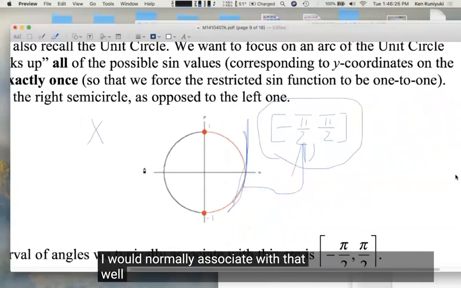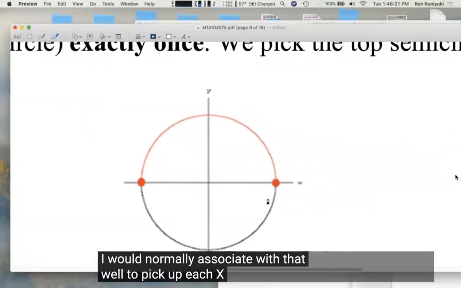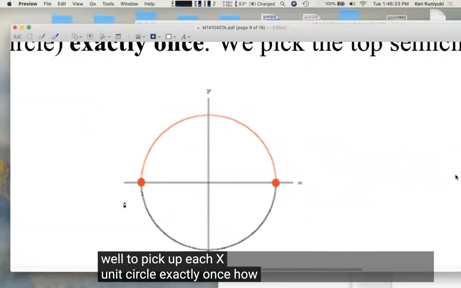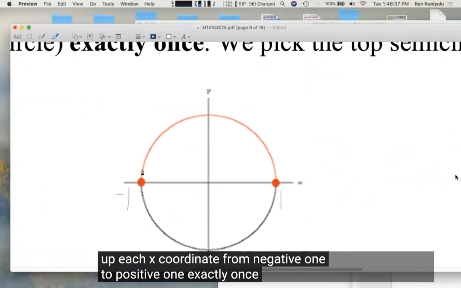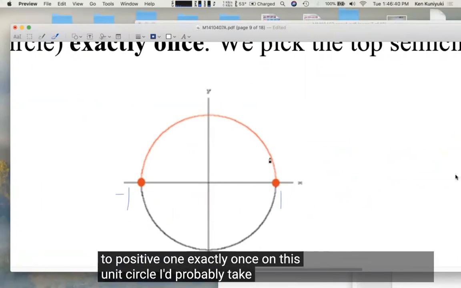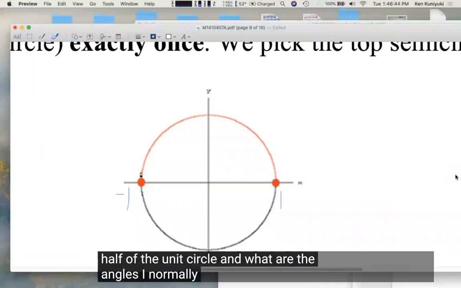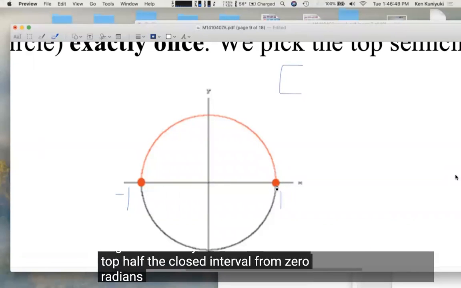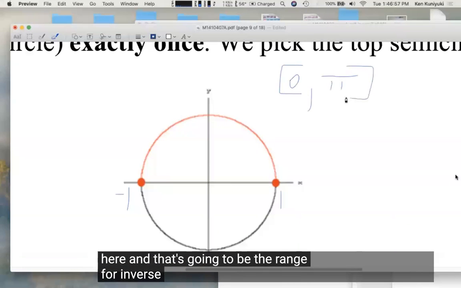Well, to pick up each x-coordinate from -1 to +1 exactly once on this unit circle, I'd probably take the top half of the unit circle. And what are the angles I normally associate with this top half? The closed interval from 0 radians over here to pi radians over here. And that's going to be the range for inverse cosine.